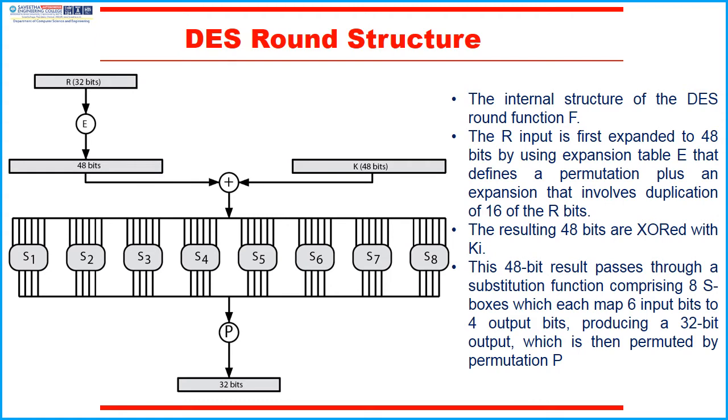Next we will see more about DES round structure. The picture shown here is the internal structure of DES round function F. The R input is first expanded to 48 bits by using expansion table E that defines a permutation plus an expansion that involves duplication of 16 of the R bits. The resulting 48 bits are XORed with Ki. The 48-bit result passes through a substitution function comprising 8 S boxes, which each map 6 input bits to 4 output bits, producing a 32-bit output, which is then permuted by the permutation function P.